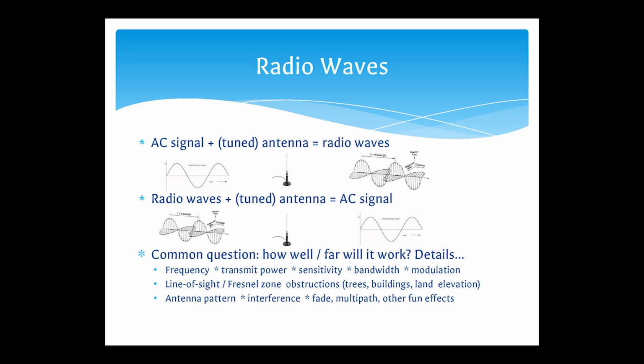And lastly, the pattern of the antenna itself, if there's any interference in the area. And there's also some time-dependent effects, such as fade, multipath, and other such issues. And all of these affect how well radio communications work, what areas are covered, how far a signal will go.